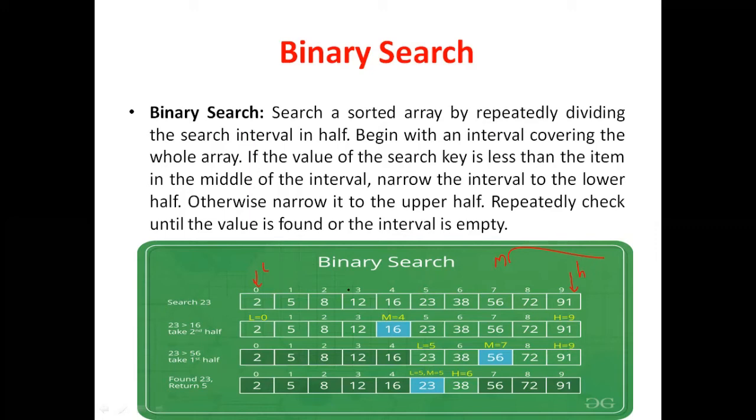So low is 0 and high is 9. So 0 plus 9 is 9, divided by 2 is 4.5. So the integer of 4.5 is 4. Now our search key value is 23. I want to search 23. So how are we going to find 23? Our middle value is at the fourth position.